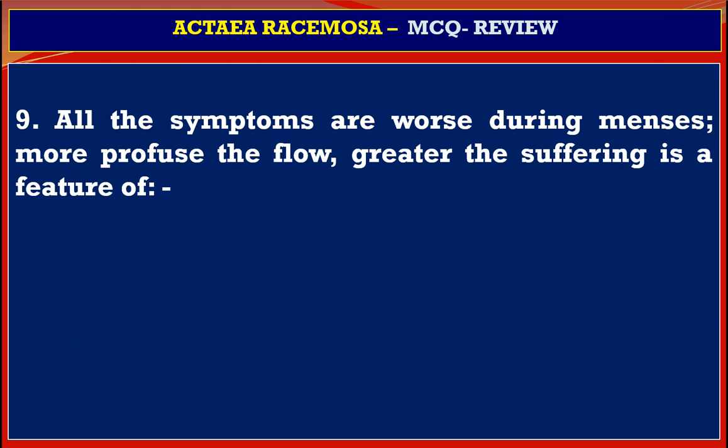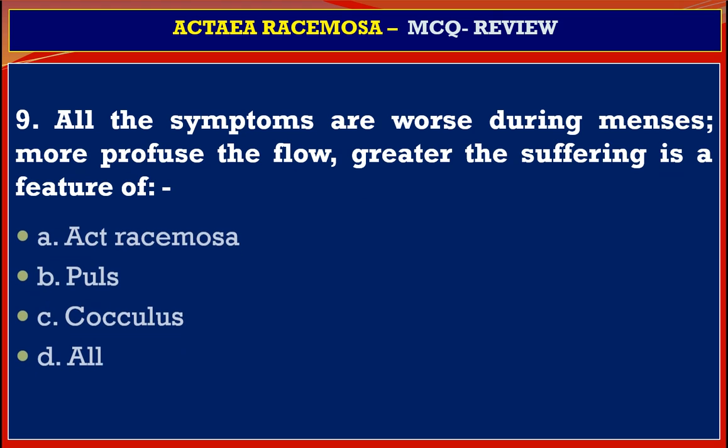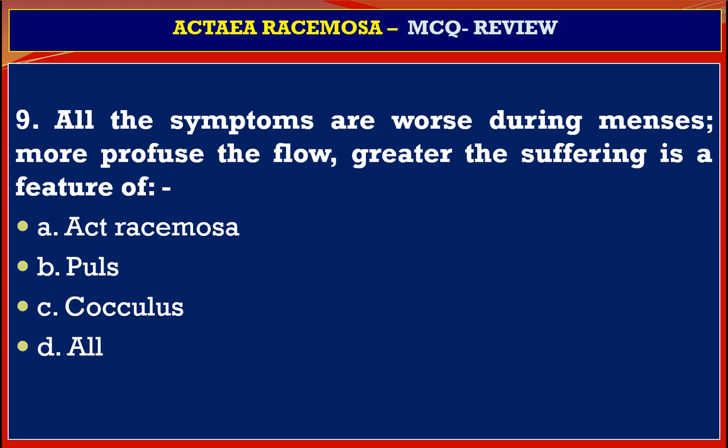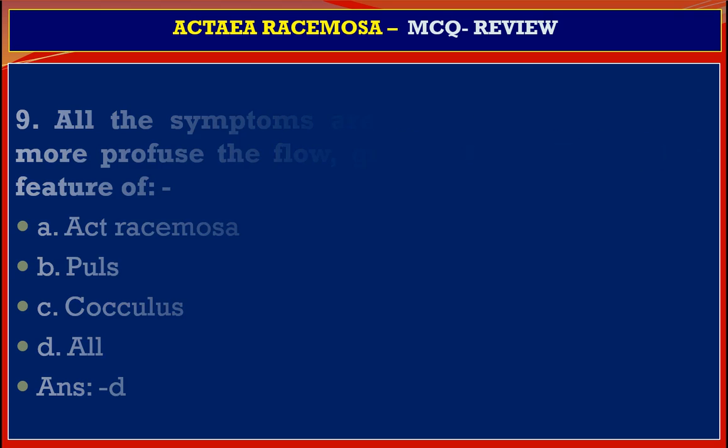The next question is ninth. All the symptoms are worse during menses. More profuse the flow, greater the suffering is a feature of A. Actaea racemosa, B is pulsatilla, C is cocculus, D all of above. Answer is D all of above.